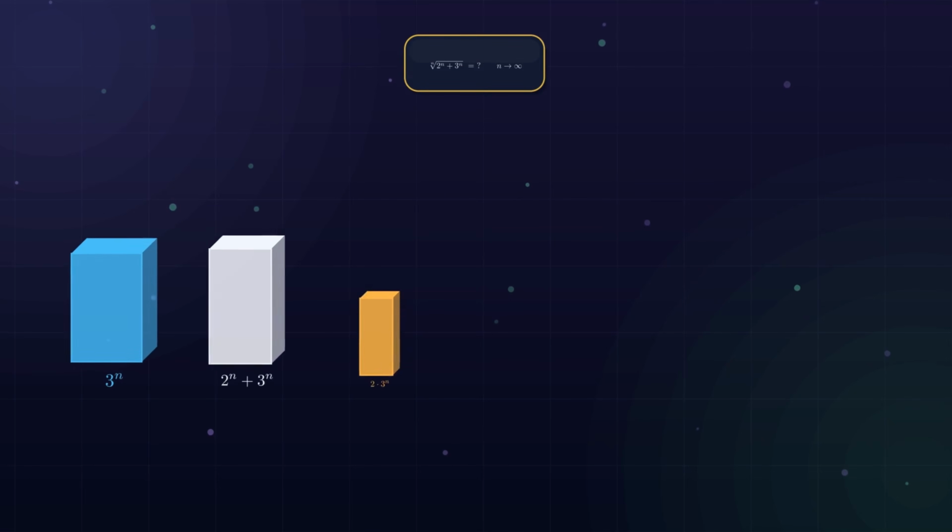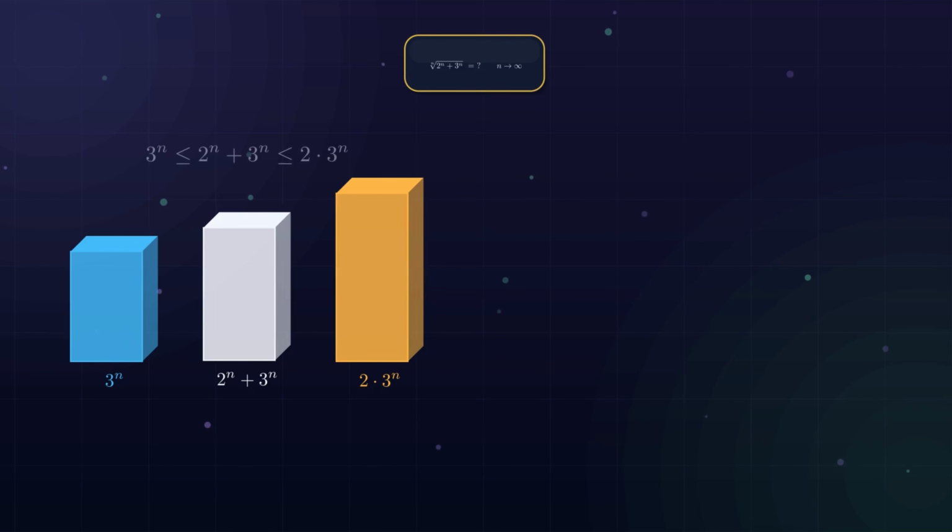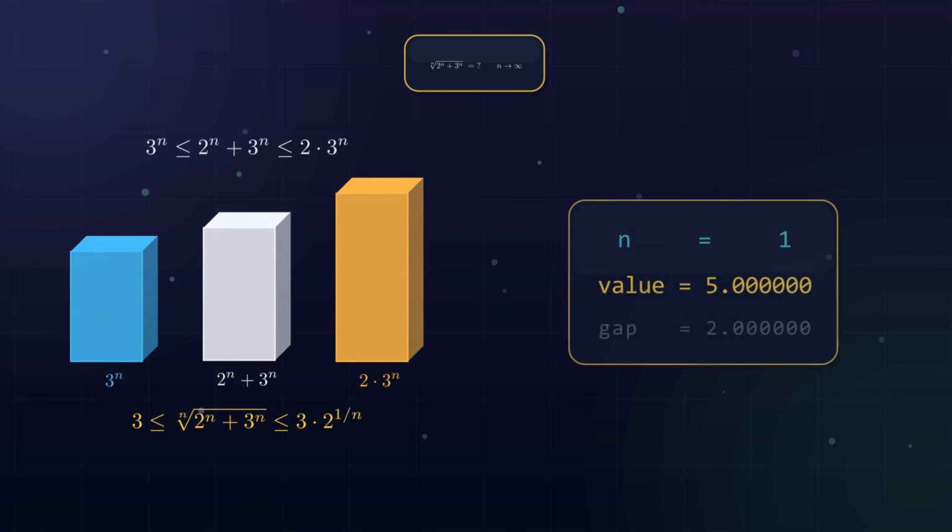Here is a favorite. What is the nth root of 2 to the n plus 3 to the n, as n gets huge? Notice that 2 to the n plus 3 to the n is at least 3 to the n, and at most twice 3 to the n. Take nth roots of all 3, and the answer falls out, 3.